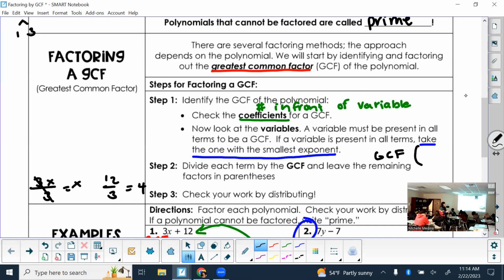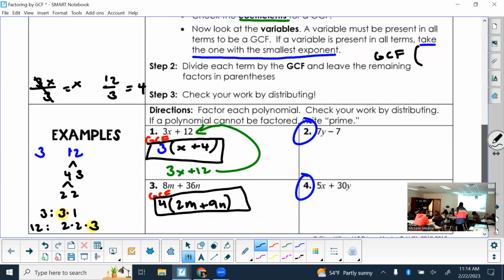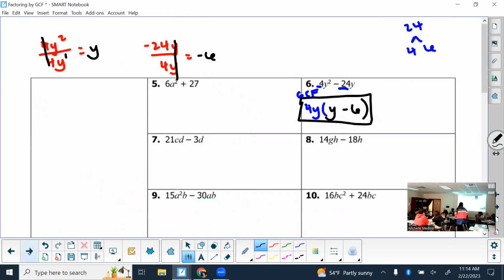All right, so let's do a few examples from the note sheet that we did not do yesterday. Let's look at number 7. First, look at the numbers in front of the variable, the coefficients. I have 21 and 3. Always see, between the two numbers, if the smaller number could be the GCF. The GCF can never be bigger than the smallest number. Now, does 3 divide evenly into 21? Yeah, so that means 3 is going to be part of my GCF.